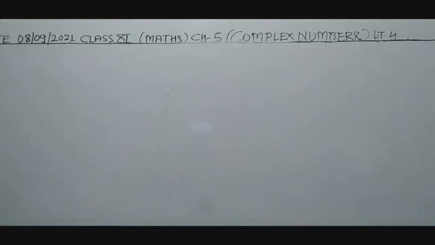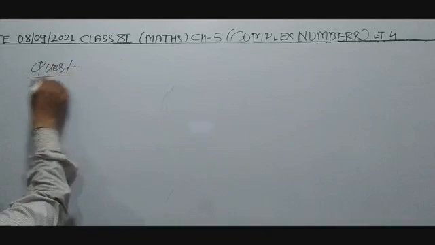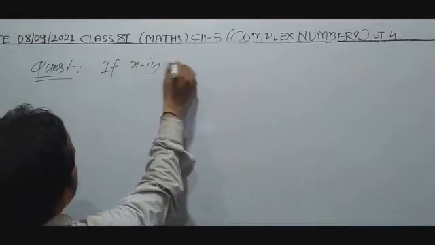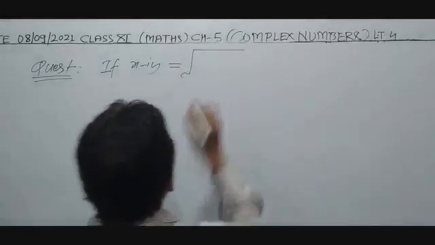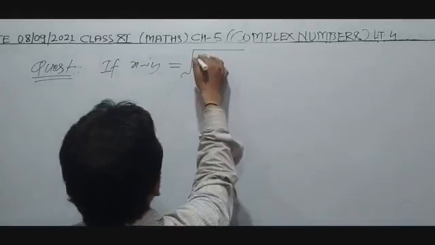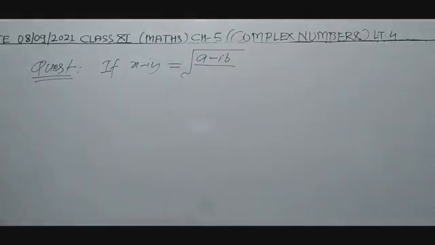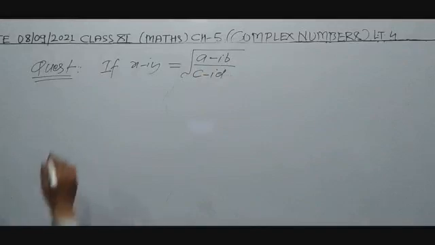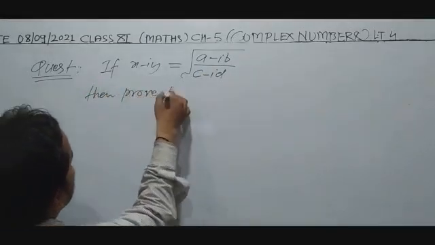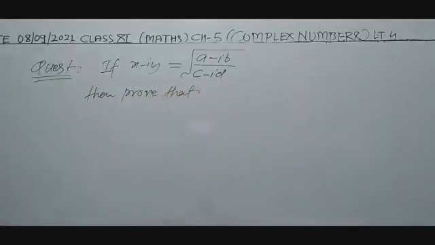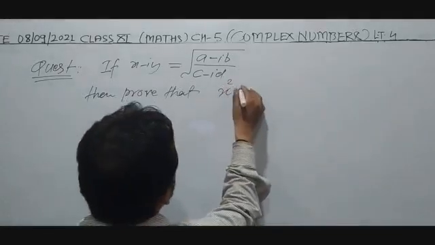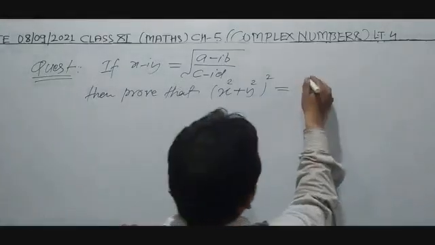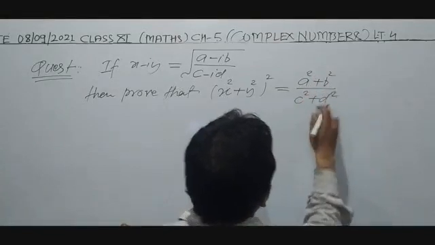Now I will come to the next question. The next question is, if x minus iy is equal to root over (a minus ib) whole upon (c minus id), now prove that (x square plus y square) whole square is equal to (a square plus b square) whole upon (c square plus d square). We have to prove.